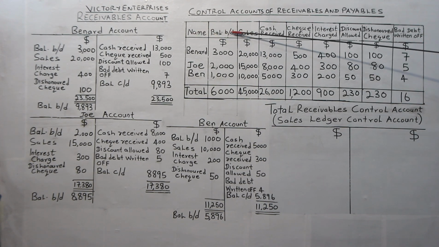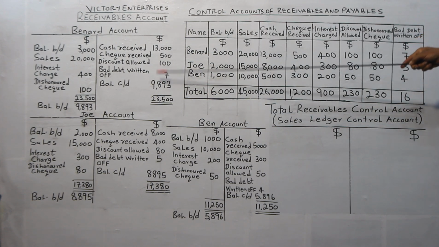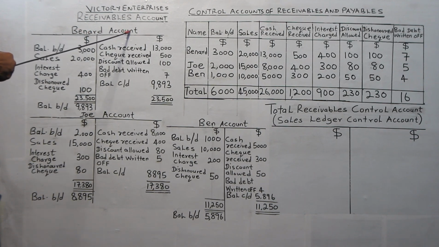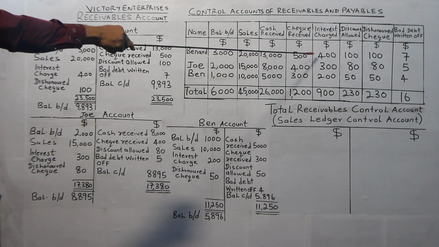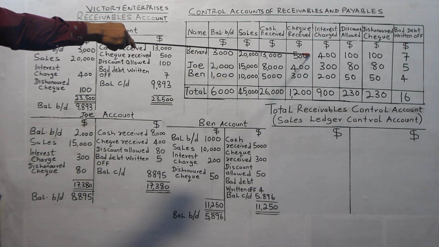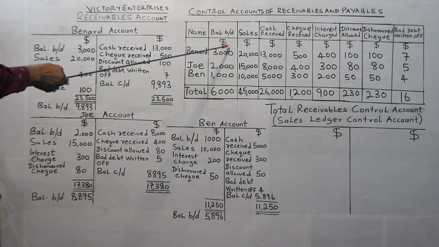Now these names and the transactions form the heading, and we have 3 receivables: Bennett, Joe, and Ben. Let's see how we have transferred these accounts into this table. For the Bennett account, the name is written there, Bennett, and all transactions that relate to Bennett have been written in the horizontal line. We have balance brought down 3,000 in respect of Bennett. You can see it's balance brought down 3,000.